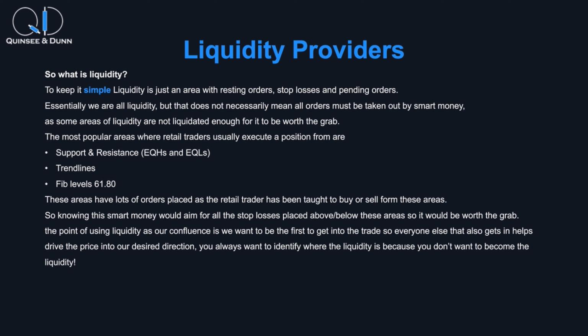It's pretty easy to identify when those areas are actually going to be taken out, because we'll be able to identify it very easily on the charts. So the point of using liquidity as our confluence is we want to be the first to get into the trade, so everyone else that also gets in helps drive the price into our desired direction. You always want to identify where the liquidity is, because again, you don't want to become the liquidity.